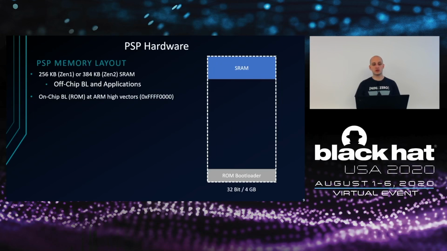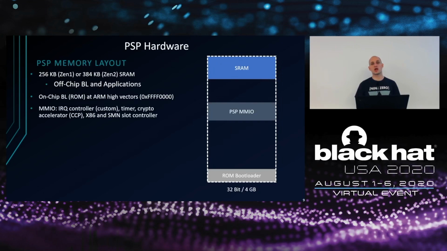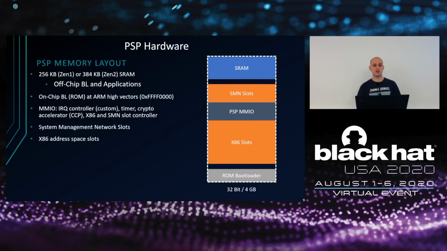Now, in between, we have a dedicated MMIO region, which contains various devices such as an IRQ controller, a timer, crypto accelerator, and x86 and SMN slot controllers. And the rest of the memory space is essentially divided between the SMN, so the System Management Network slots, and x86 slots. So what are these slots? A slot is a view into another address space.